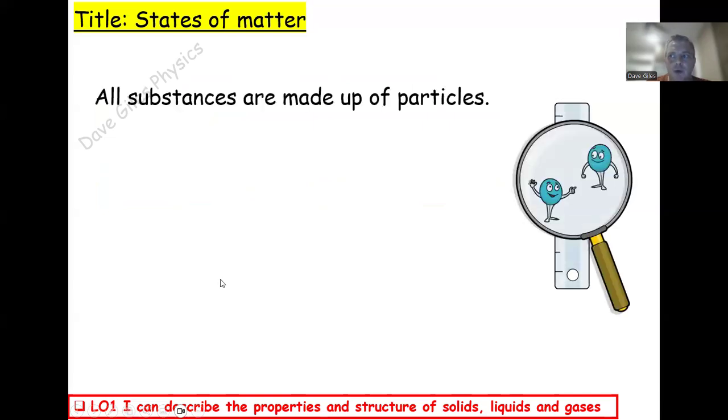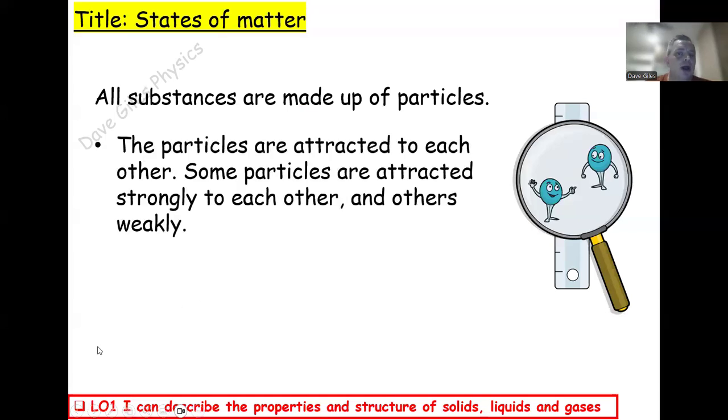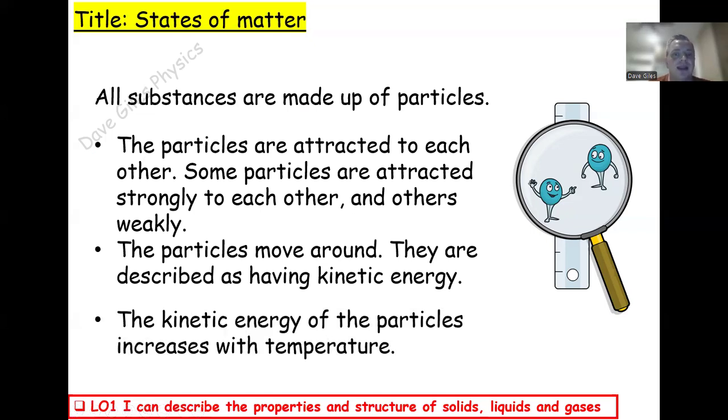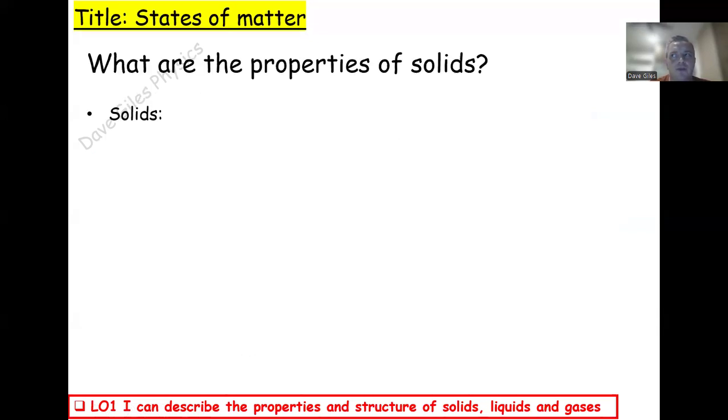So starting with the first learning objective, all substances are made up of particles. The particles are attracted to each other. Some particles are attracted strongly to each other, and others are quite weakly attracted to each other. The particles move around. They are described as having kinetic energy, so that's movement energy. The kinetic energy of the particles increases with the temperature.